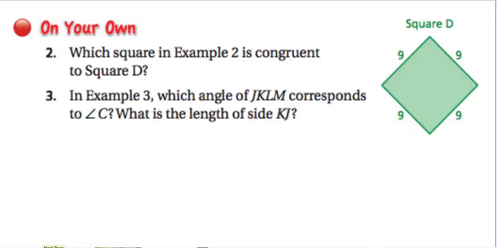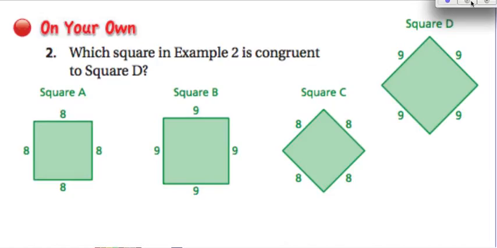All right, go ahead and pause your video and try this one for yourself, and whenever you're done, you can put the video back on and see if you're right. Okay, so number 2 says which square in example 2 is congruent to square D. So we had to go back and look at example 2, and if you look, the corresponding angles are the same, and the side length on this one is 9, so the side length on square B is 9, which means square B is congruent to square D.